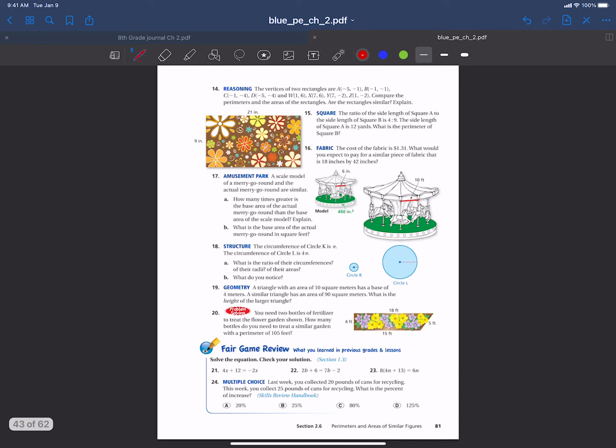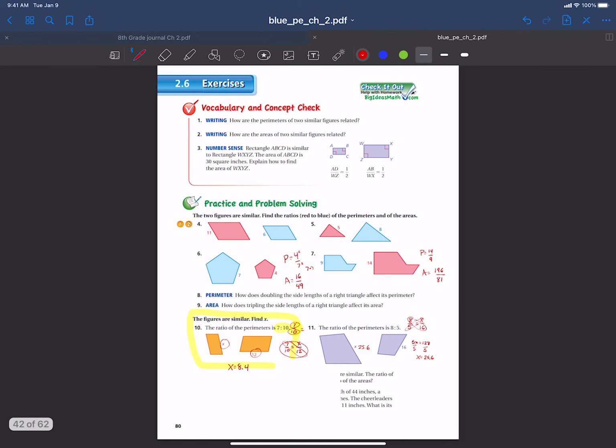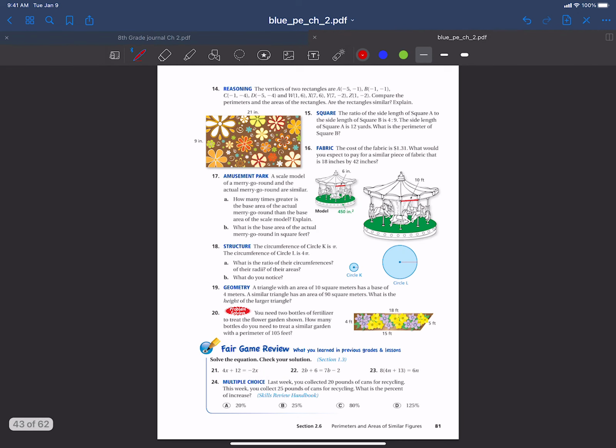I wish they gave us more area questions, because I feel like we do a lot of perimeter stuff and not so much area.